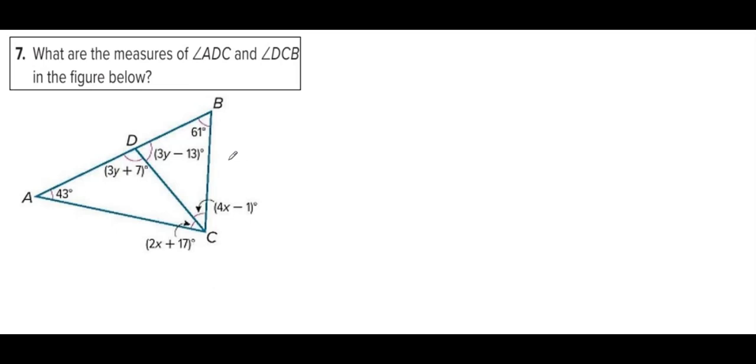Now if you see, we have to see if any linear pair is forming. Yes, this is a linear pair. These two angles are making a straight line. Add them. So 3y plus 7 plus 3y minus 13 is equal to 180 degrees because they are a linear pair.